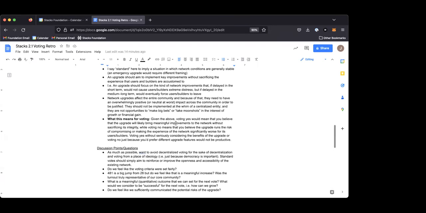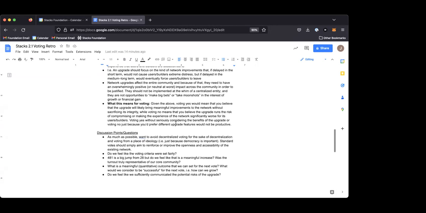But the way that I have qualified these kinds of improvements is that they're the kinds of improvements that if they were delayed in the short term, it wouldn't cause extreme distress to users and builders, but if delayed in the medium to long term, that would eventually force users or builders to leave. So it's important to note there's a balance between making sure that we maintain the same standard of experience for everyone, but not waiting too long to integrate these improvements that so many people want.